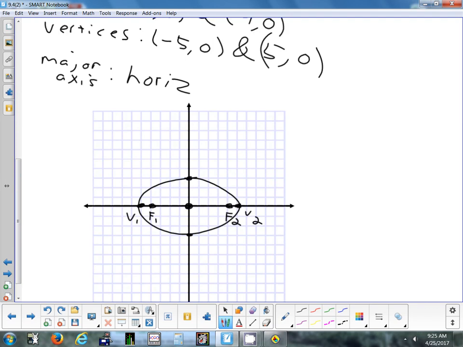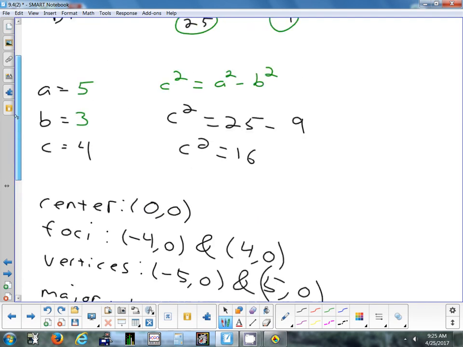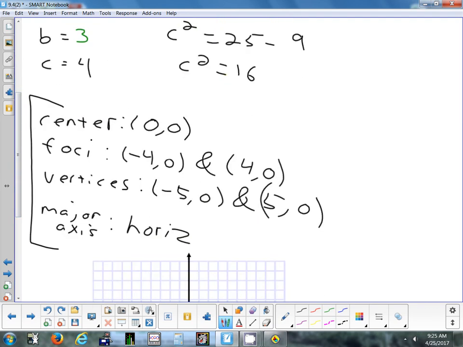A lot of people forget about that distance from the center to the minor axis. That's B. If you wanted to sketch it, you'd need to use that. Okay, so any questions on those 4 things? All right.